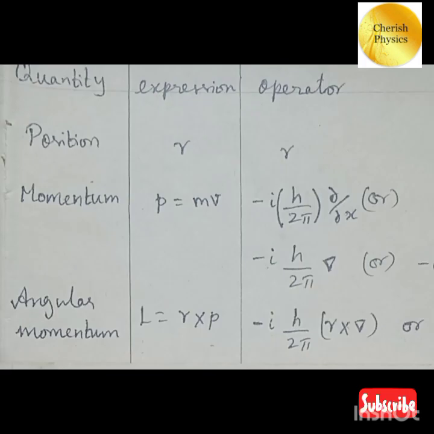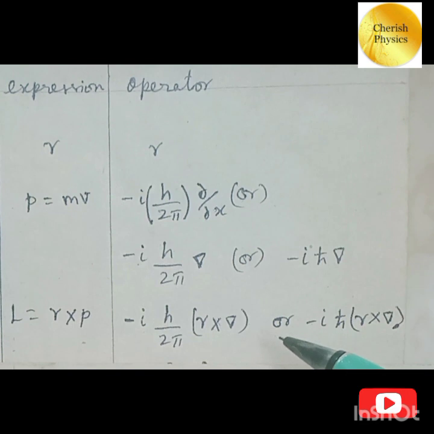The next operator, angular momentum. Angular momentum is denoted by the letter L, and we know L equals R cross P. So the quantum operator for angular momentum is minus i h by 2 pi R cross del, or minus i h cross R cross del.